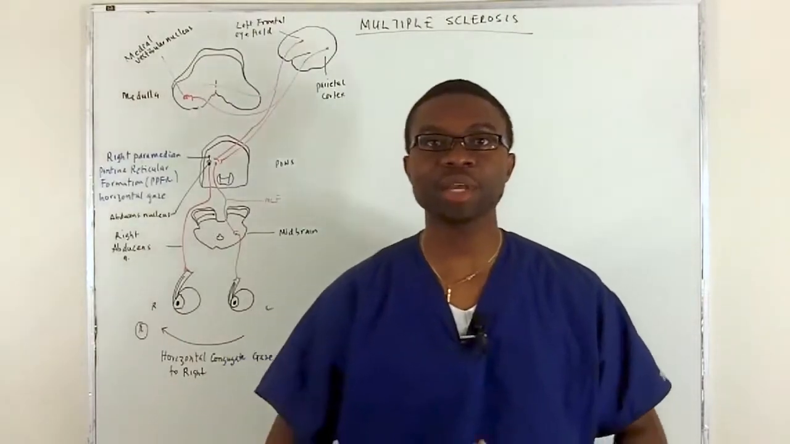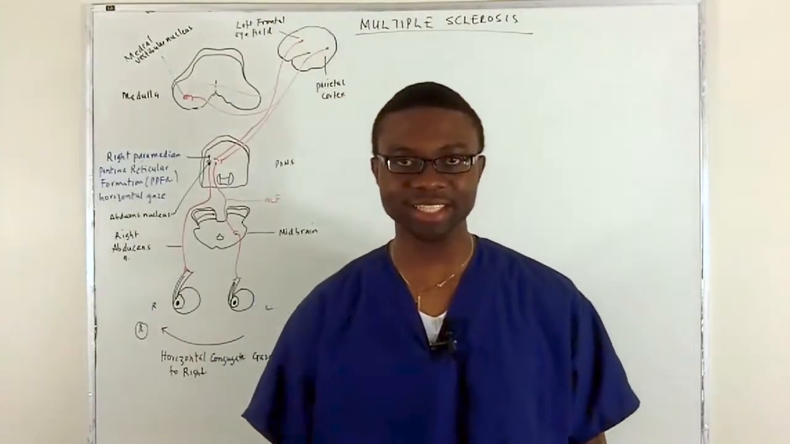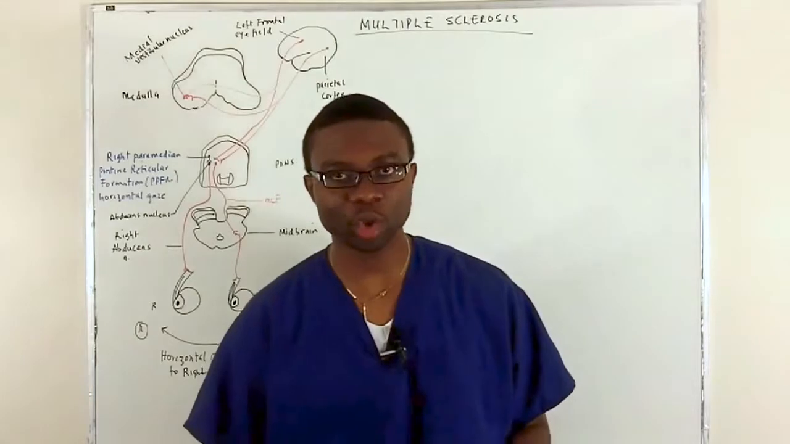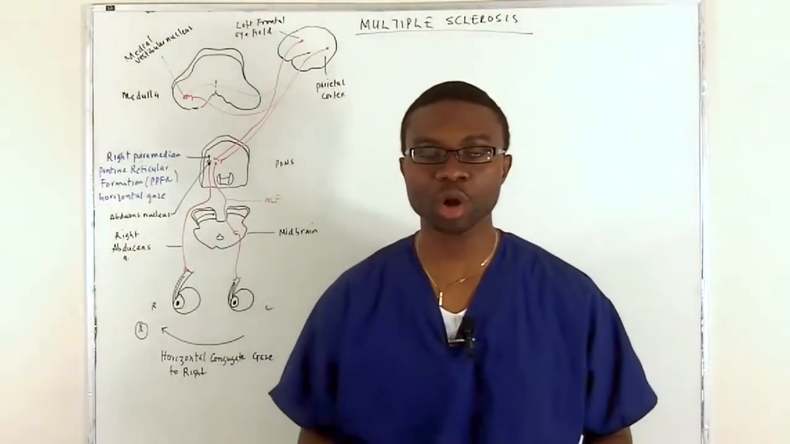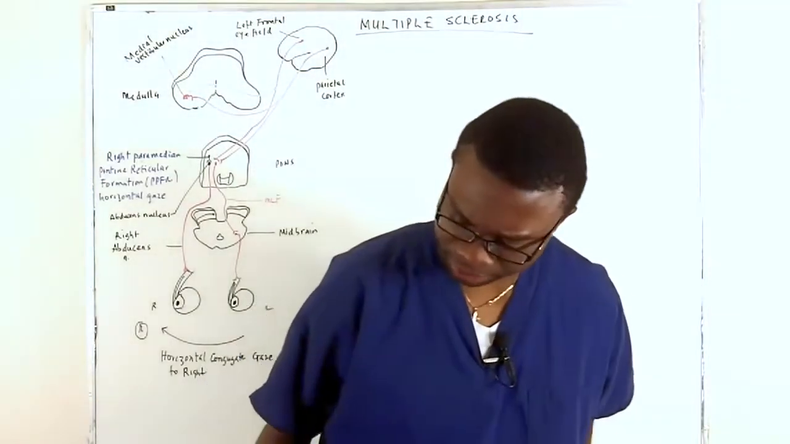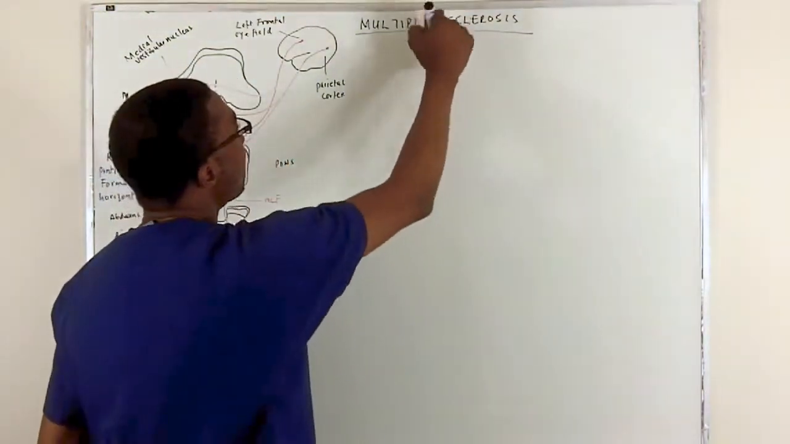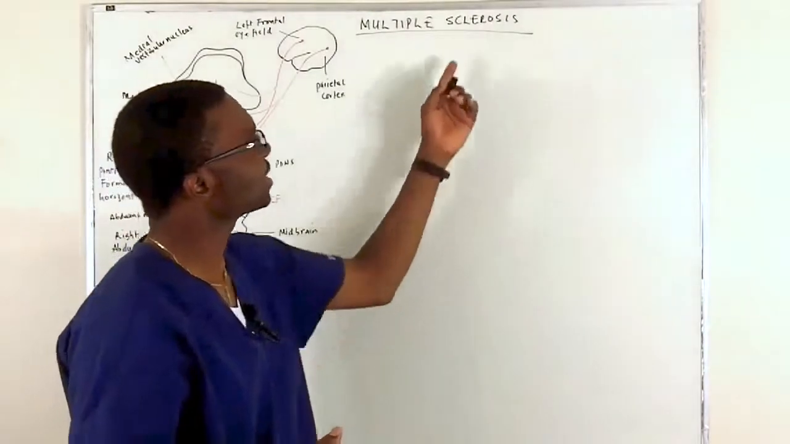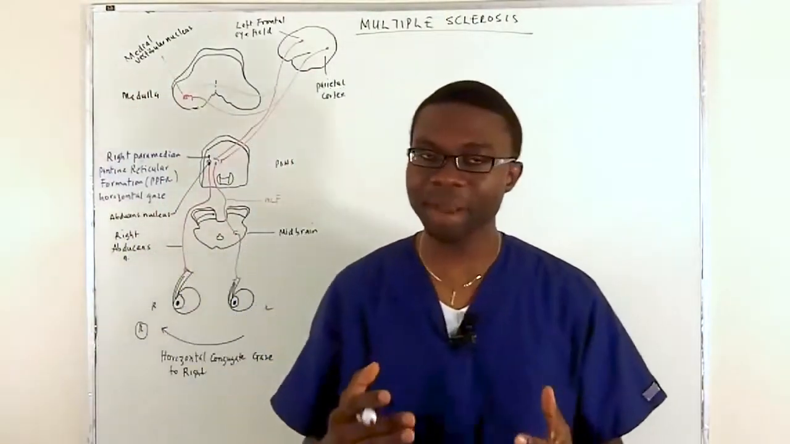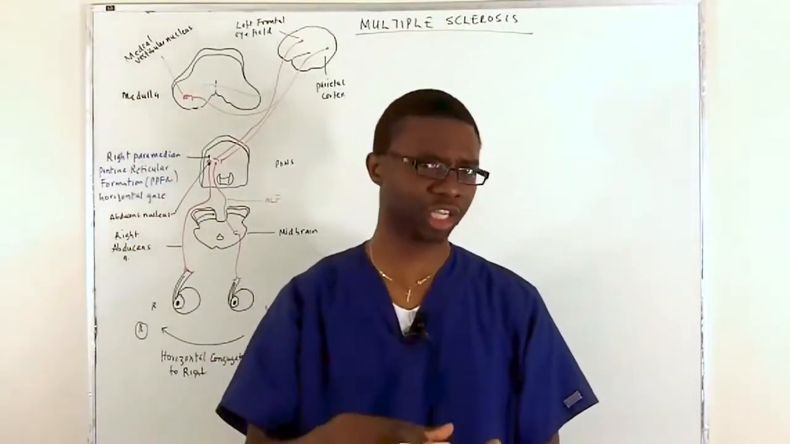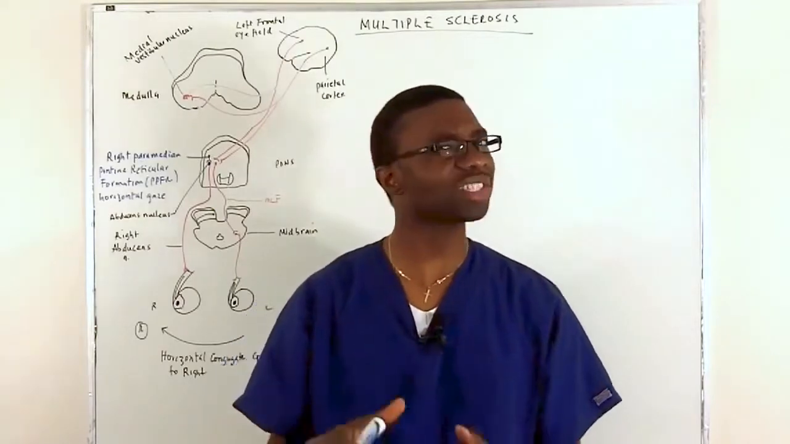Our next lecture today is going to be on demyelinating disease. We're going to start by talking about multiple sclerosis. Now we have to start: what's the definition of multiple sclerosis? Let's break the word into two. Multiple means many. Sclerosis in medicine means a lot of scar tissue. So there's scar tissue forming.